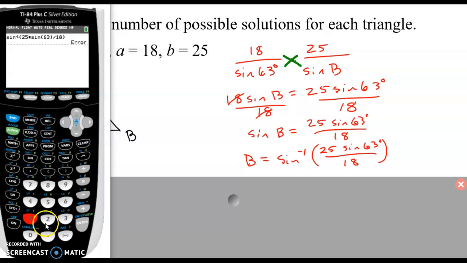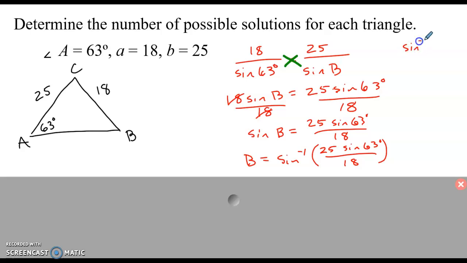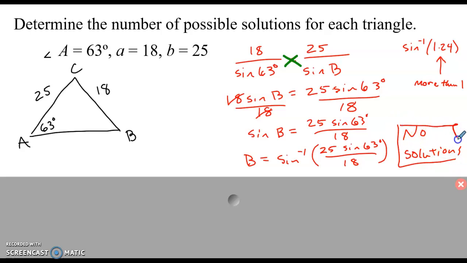What happened? Well, let's think about that for a second. I'm doing the inverse sine of 25 times the sine of 63 divided by 18, which you'll notice is about 1.24. So I'm trying to do the inverse sine of a number that is approximately 1.24, and you'll notice that number is more than 1, which means it's not possible. Which means there are no solutions to this triangle. That means that this triangle is not possible. That means my diagram is a lie.